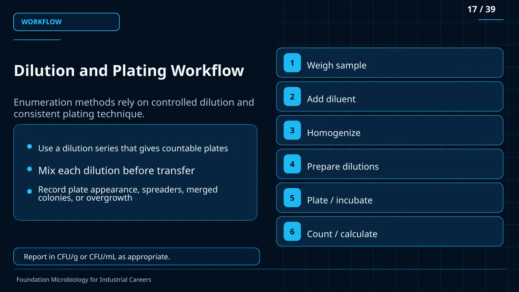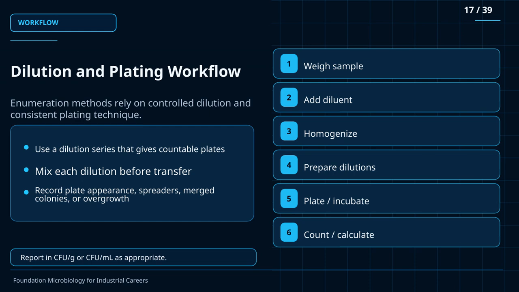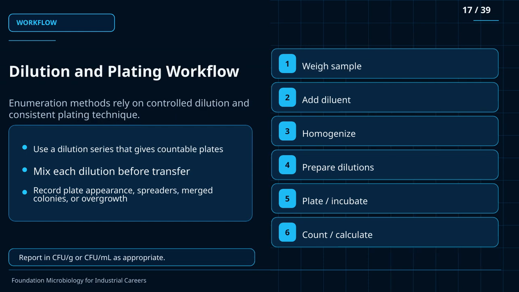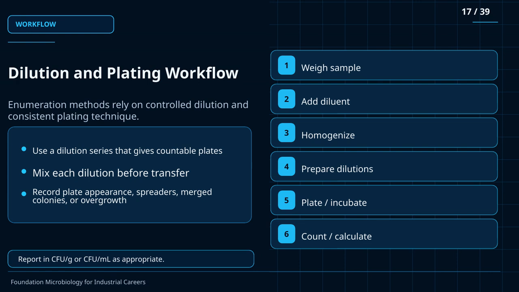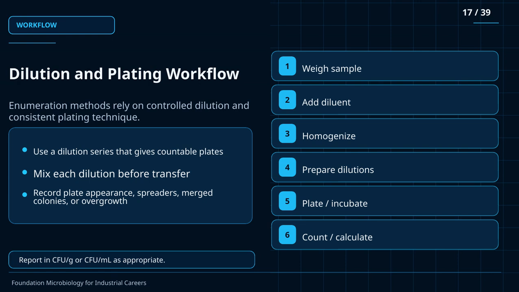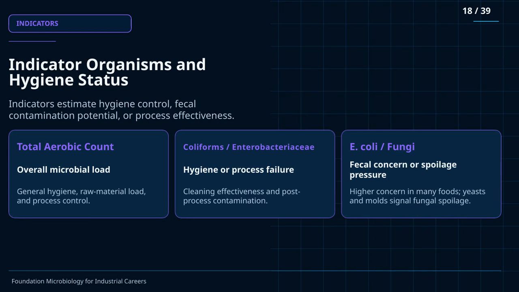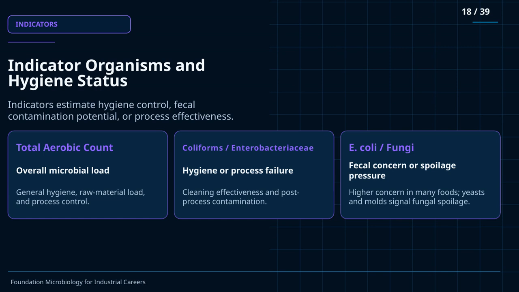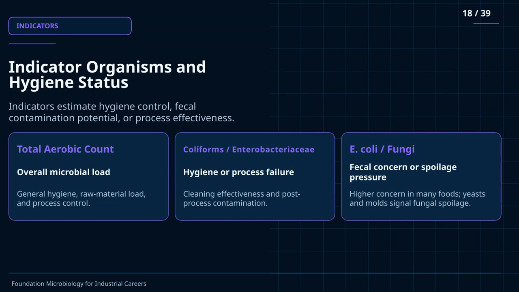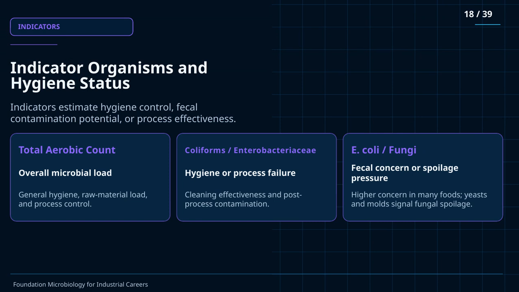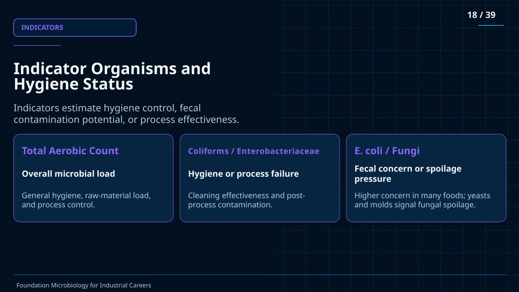Dilution and plating workflows require controlled weighing, dilution, homogenization, incubation, counting, and calculation. Each dilution must be mixed properly, and plate appearance should be recorded before a result is reported. Indicator organisms help estimate hygiene status, possible fecal contamination, or process effectiveness. Total aerobic count, coliforms, Enterobacteriaceae, E. coli, yeasts, and molds should be interpreted in the context of the product and process.